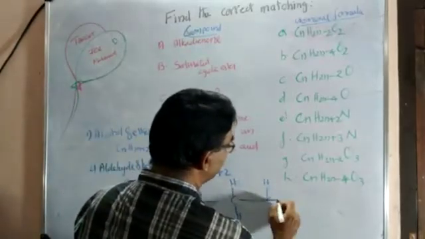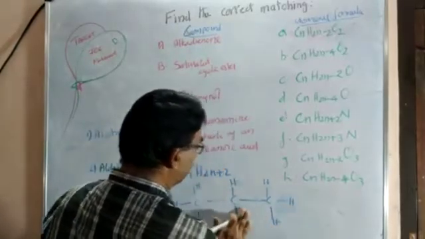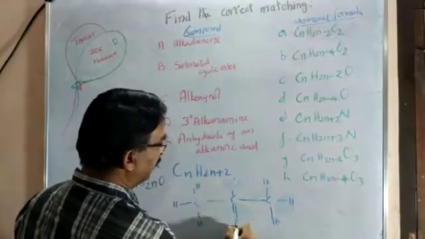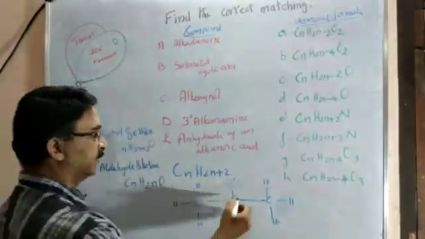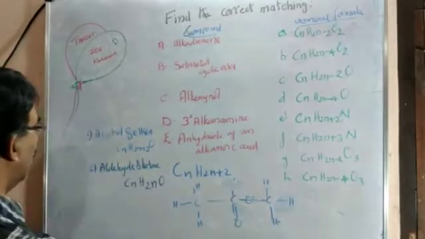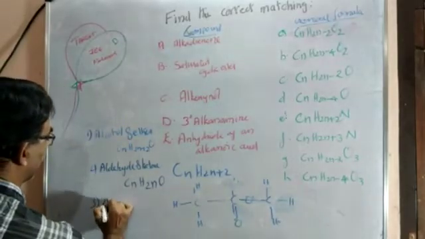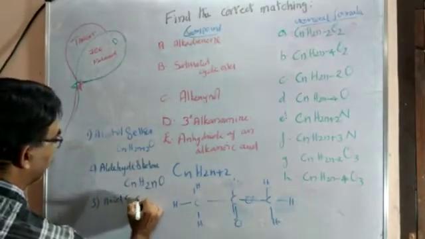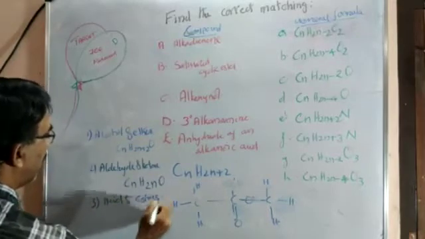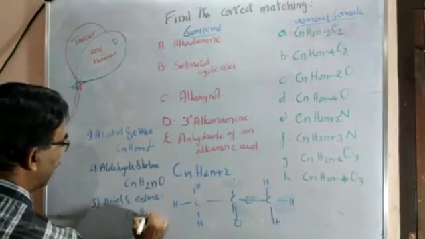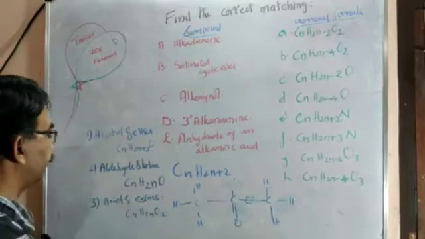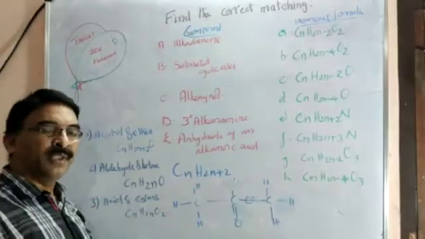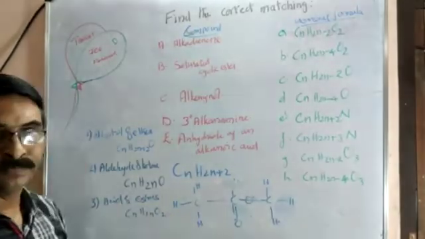And suppose you insert the oxygen in a ketone, you get an ester. So we can conclude that carboxylic acids and esters have the general formula CnH2nO2. Acids and esters have the general formula CnH2nO2.